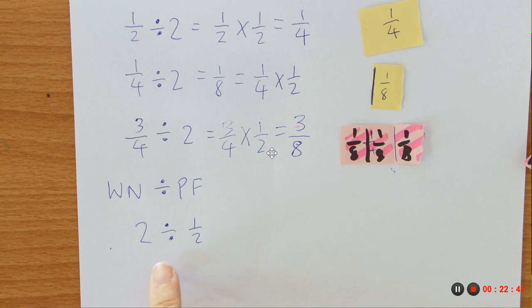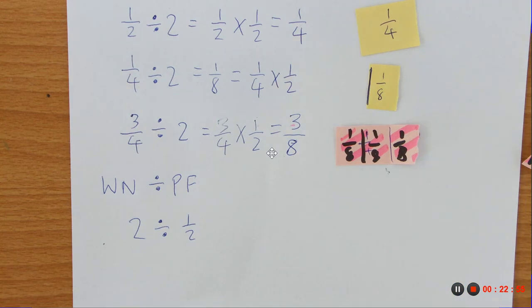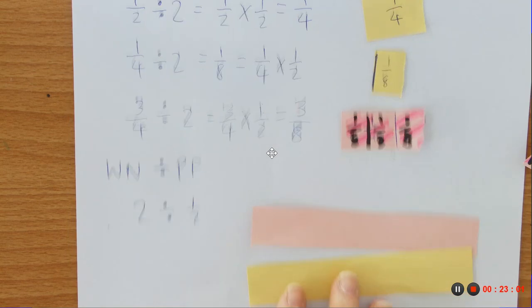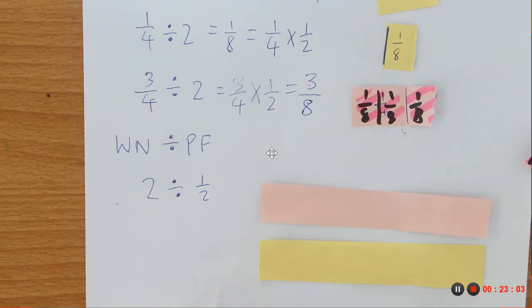Show me the 2 wholes. I used pink just now, now I use yellow. Show me the 2 wholes. 2 wholes. Okay. Now, here comes the most important question. How many halves are there in these 2 wholes? How many halves are there in these 2 wholes? 4. How do you know 4?